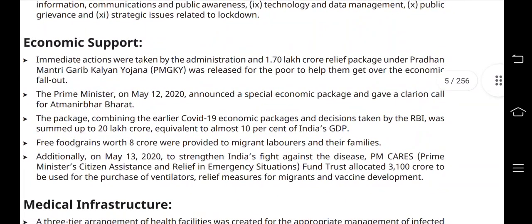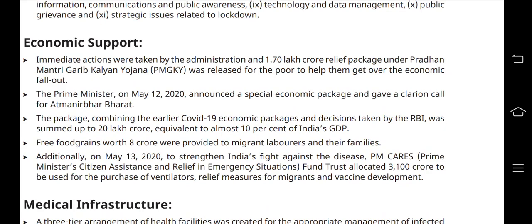Economic support. Immediate action was taken by the administration, and a 1.7 lakh crore relief package under Pradhan Mantri Garib Kalyan Yojana (PMGKY) was released for the poor to help them get over the economic fallout. The Prime Minister on May 12, 2020 announced a special economic package and gave a clarion call for Atmanirbhar Bharat. The package, combining the earlier COVID-19 economic packages and decisions taken by the RBI, summed up to 20 lakh crore, equivalent to almost 10% of India's GDP. Free food grains worth 8 crore were provided to migrant laborers and their families.